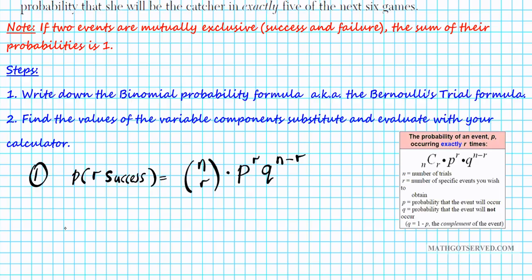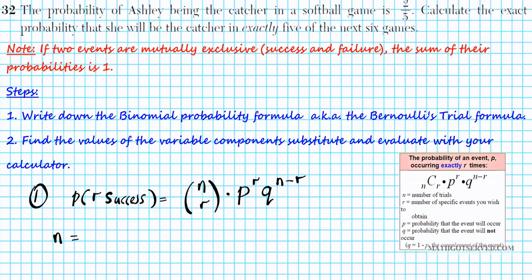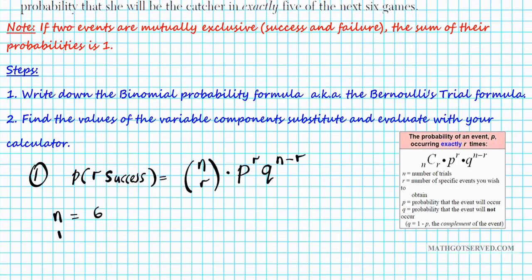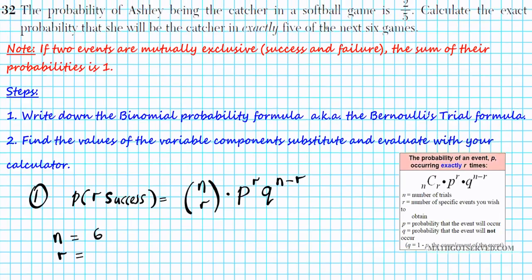All right, let's start with n. n is the total number of trials in all. So how many games is Ashley playing in all? She's playing 6 games, so n is going to be 6. Next variable is r. r basically represents the number of times she's successful. So we're looking for how many times she'll be the catcher in exactly 5 games. So the number of successes is 5 out of 6.